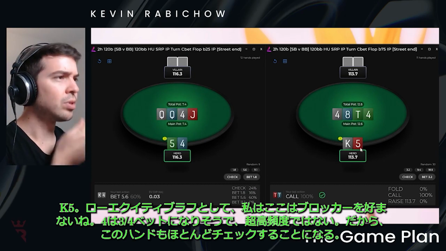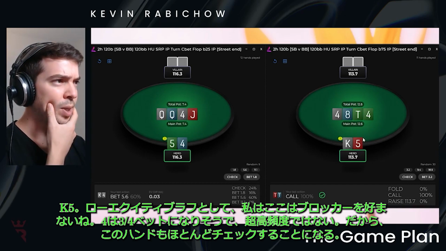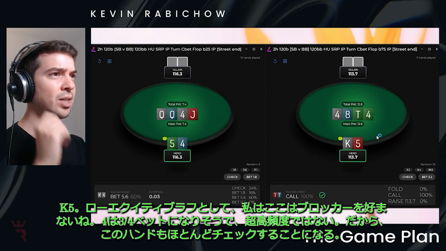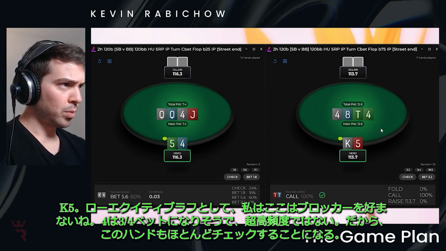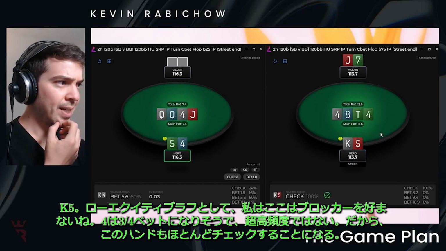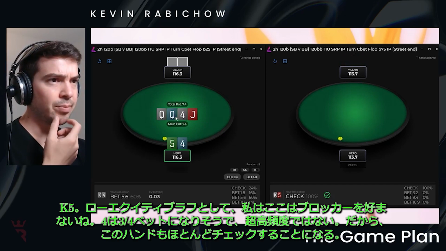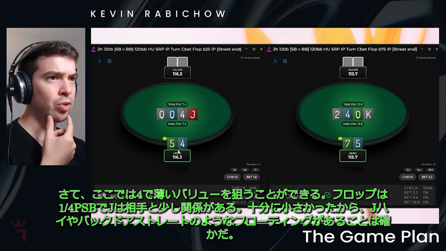King 5 as a low equity bluff. I don't love my blockers here. The 4 is going to be a 3/4 bet and not super high frequency. So this is a hand, again, I would mostly check. So here with the 4, I could go for thin value.